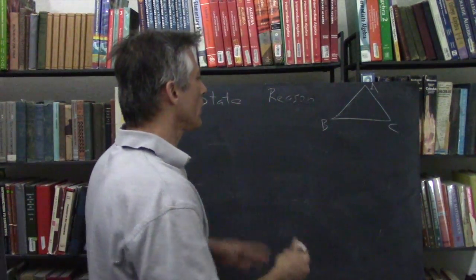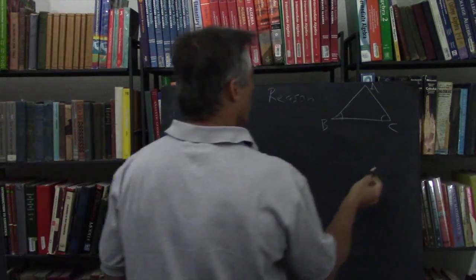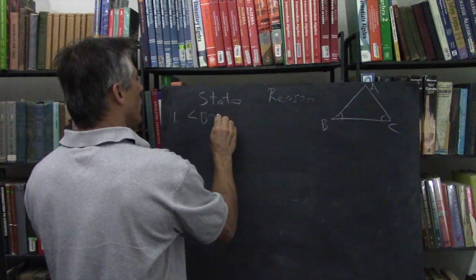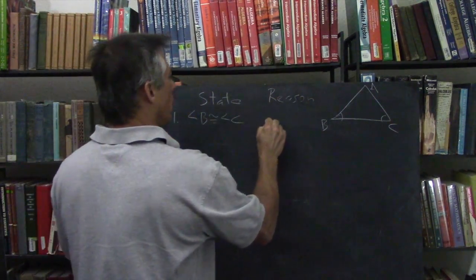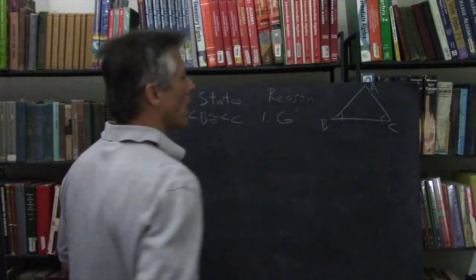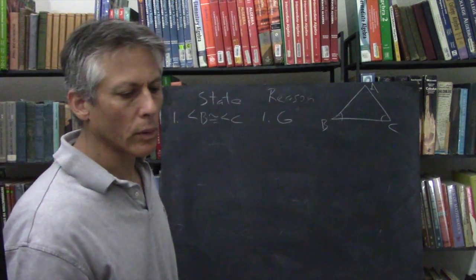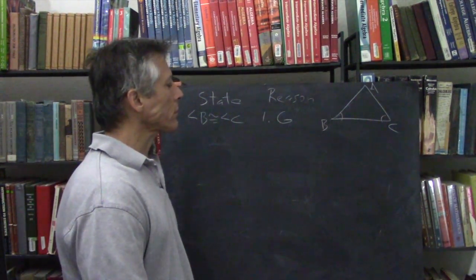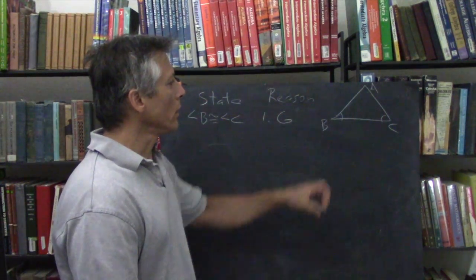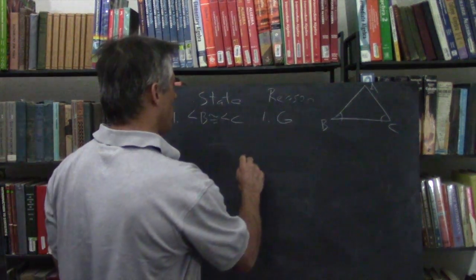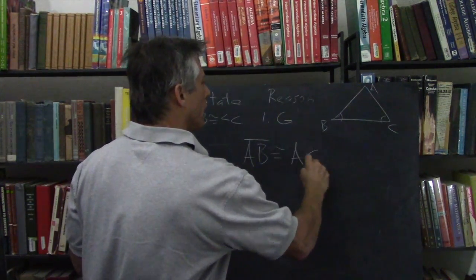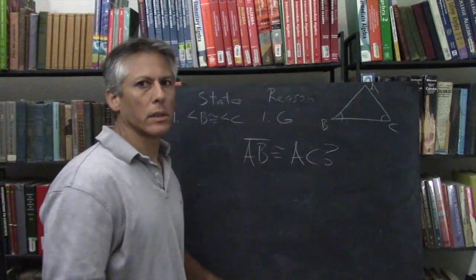Okay, we're starting with this. We know angle B is congruent to angle C, given. Of course, this is on page 136, theorem 4.2. Now we've got to show that AB is congruent to AC. I'm going to see if that's true or not.